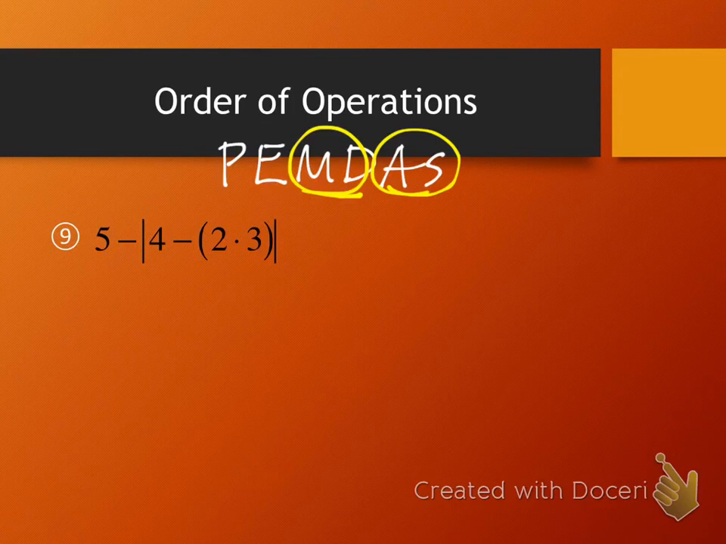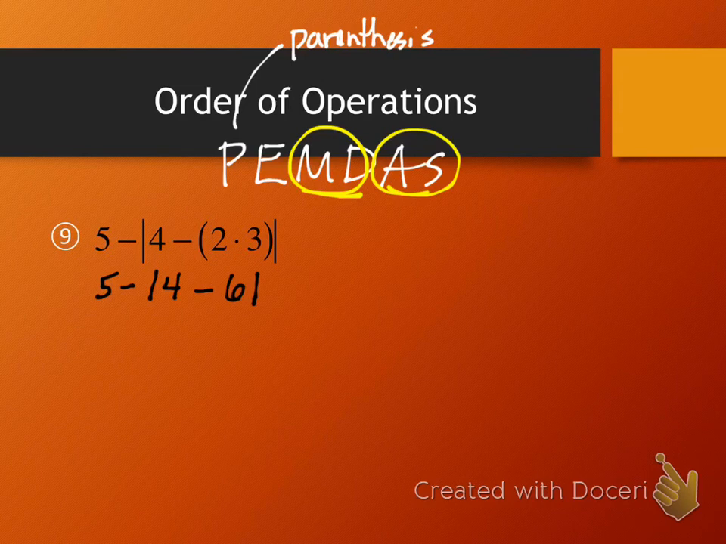This one is 5 minus, and we've got absolute value of 4 minus 2 times 3. So the P at the beginning, do you remember what that stands for? Parentheses. So I'm going to start with the parentheses. So inside of the parentheses, I've got the 2 times 3, right? What's 2 times 3? 6. So I'm going to rewrite everything else, not leaving any of it out, like this.